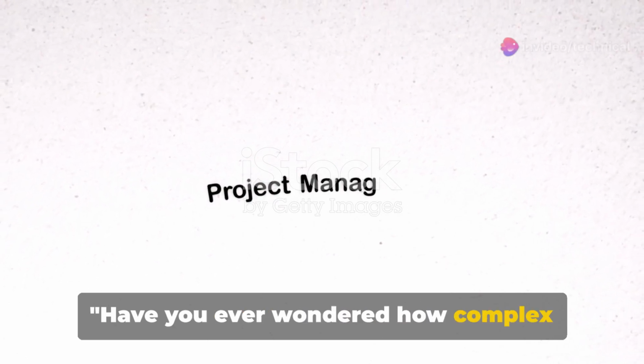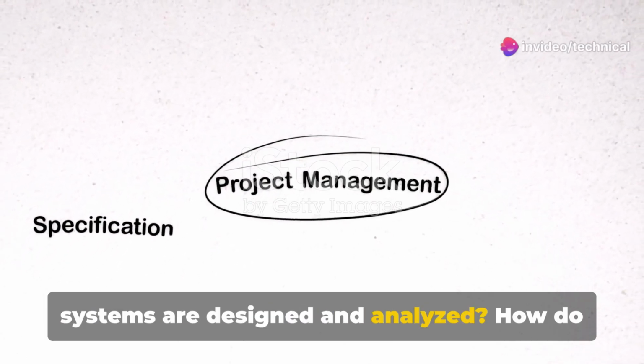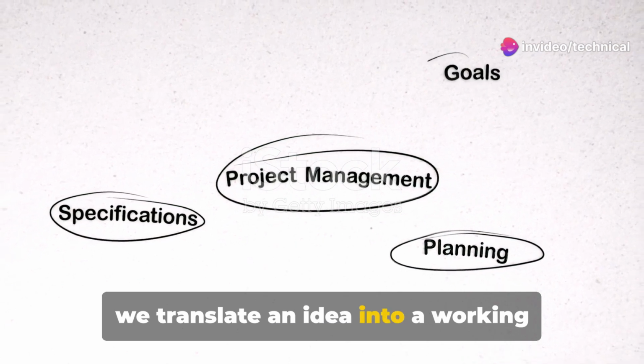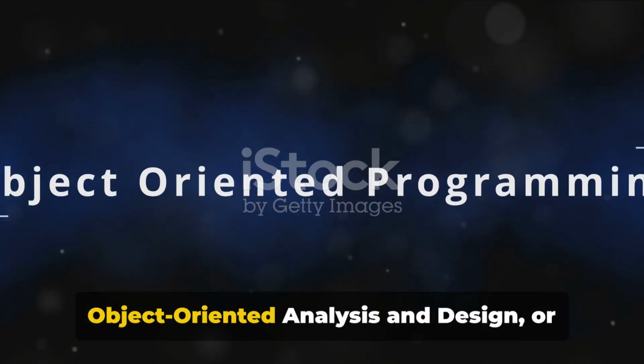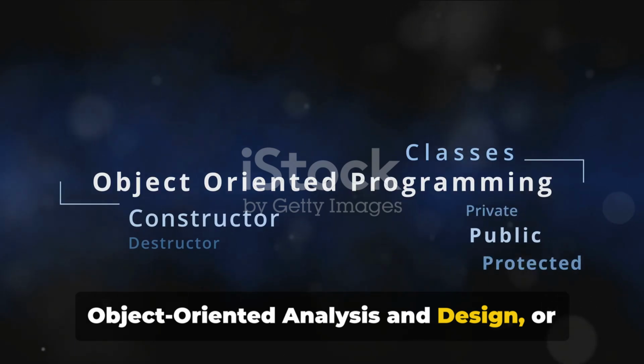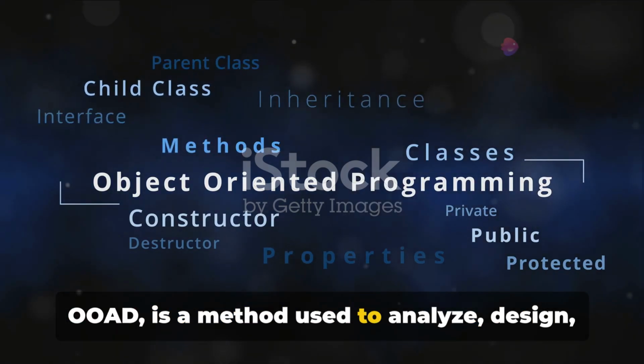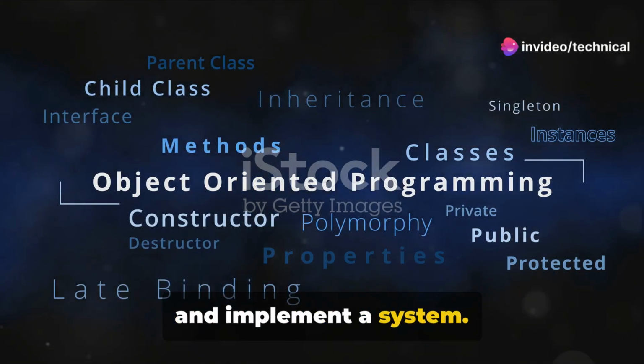Have you ever wondered how complex systems are designed and analyzed? How do we translate an idea into a working software application? Let's start with the basics. Object-Oriented Analysis and Design, or OOAD, is a method used to analyze, design, and implement a system.